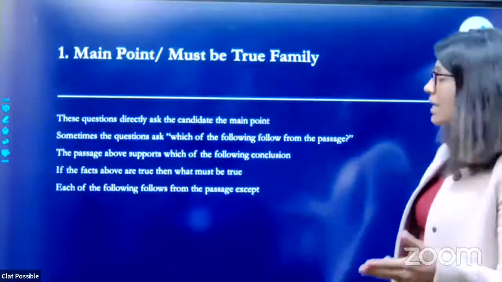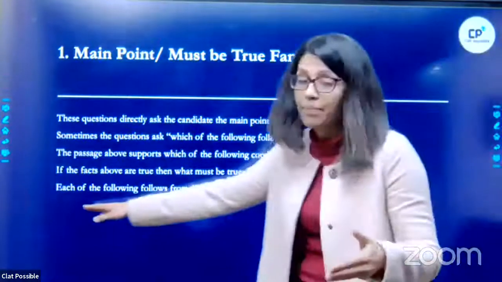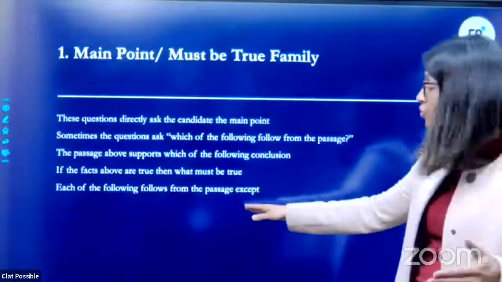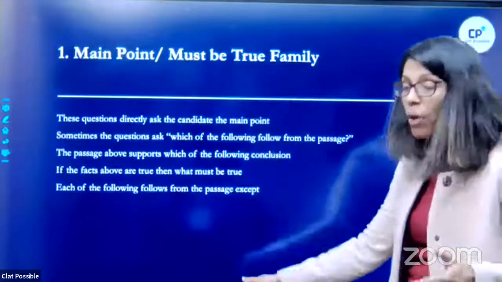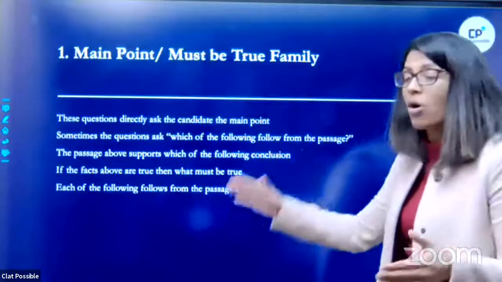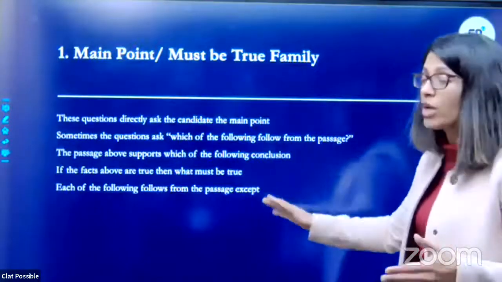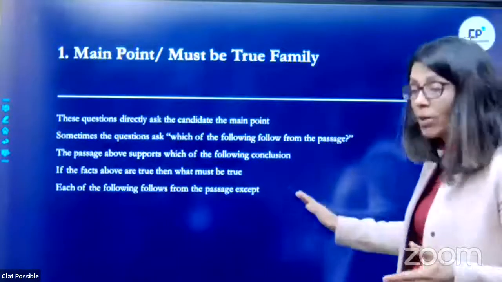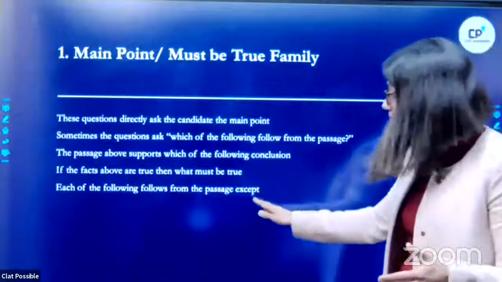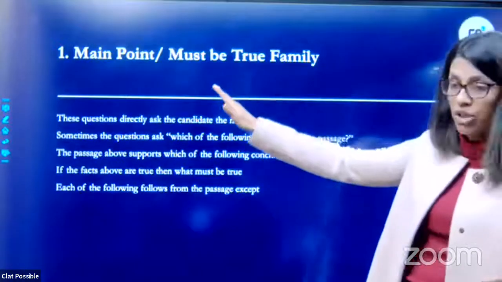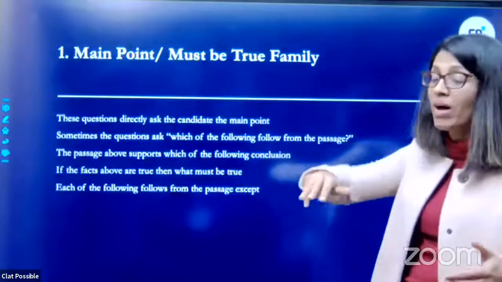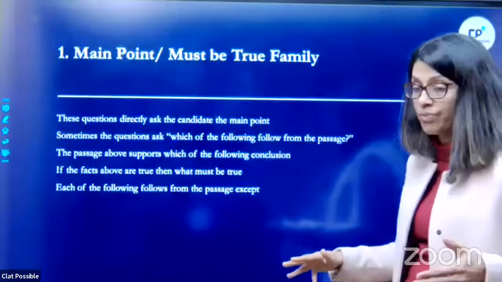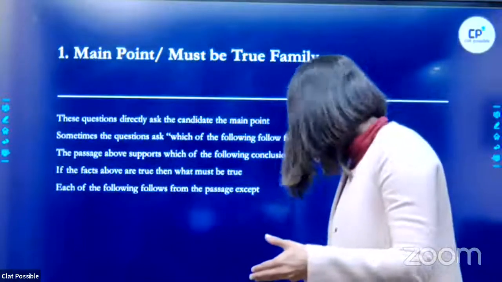You also see a question type such as each of the following follows from the passage except. That means 3 options will summarize or give the conclusion and 1 option will be very different. That will be your answer. So an except question is like the main point question, but for the fact that the answer has to be one which you cannot draw from the passage. Right?